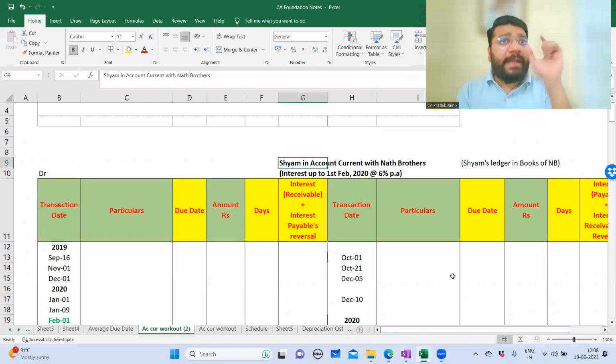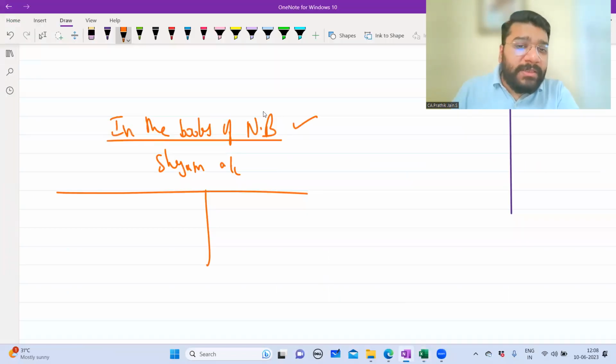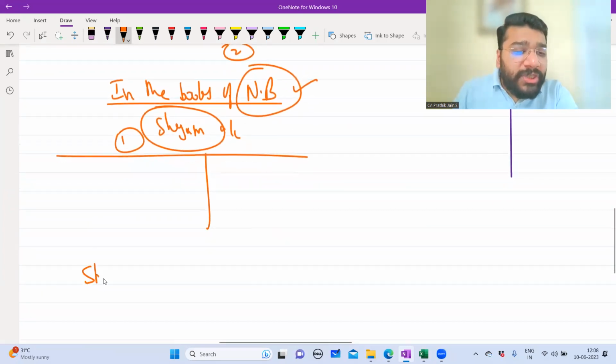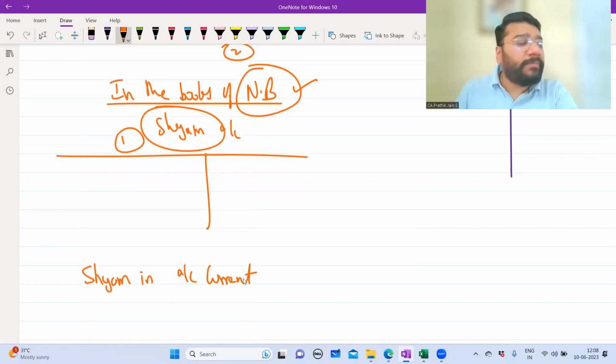Now here, the heading will slightly differ. It says Sham in account current with Nath Brothers. We are preparing the account current of whom? Sham. Sham in account current with Nath Brothers. So normally, what do we do? First is the businessman's name, followed by the party name. Here, it will be reversed. First, it will be the party name, followed by the businessman name. So we'll write this as Sham in account current with Nath Brothers.